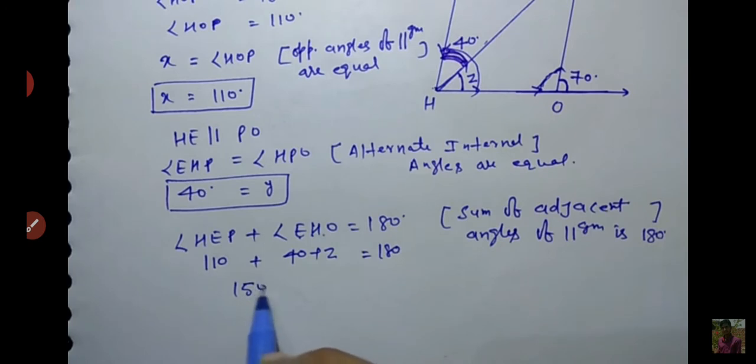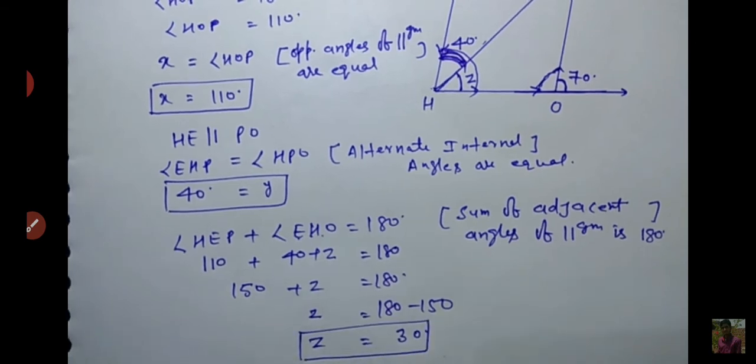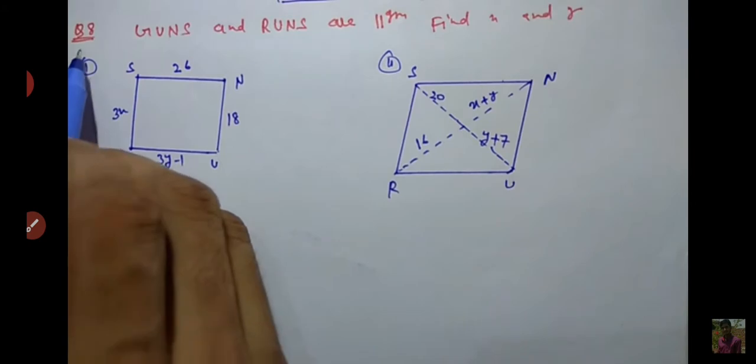Now what is Z? This becomes 150 plus Z is equal to 180. Then Z is equal to 180 minus 150. So Z is equal to 30 degrees. So this is how you have to find all the angles of a parallelogram. Understand? Now let's see question number 8.